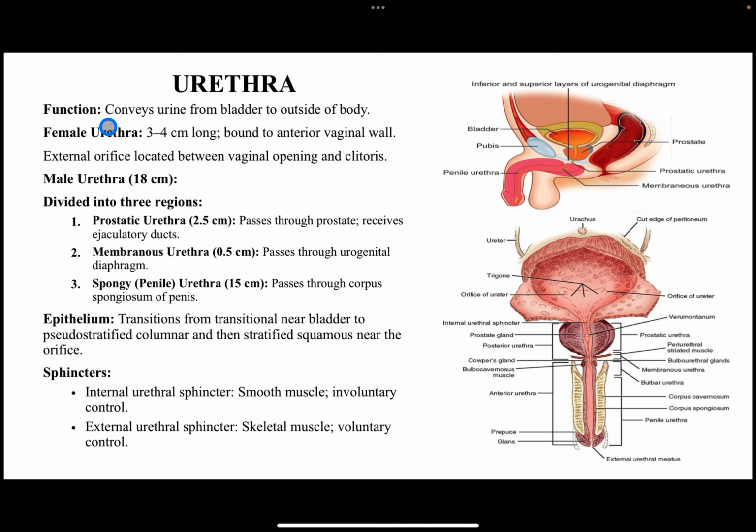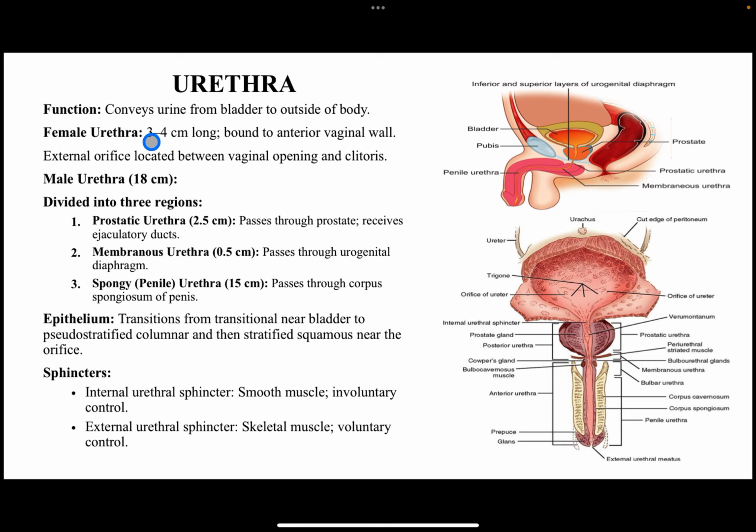Now, the function of the urethra is that it conveys urine from the bladder to the outside of the body. This is what we call the urethra. You see, it has been labeled over here. The urethra conveys urine from the bladder to the outside of the body.